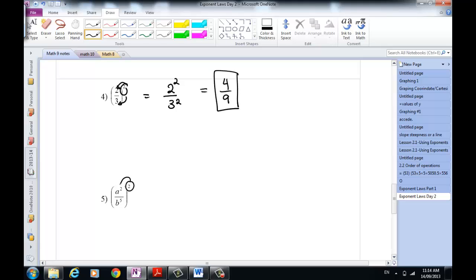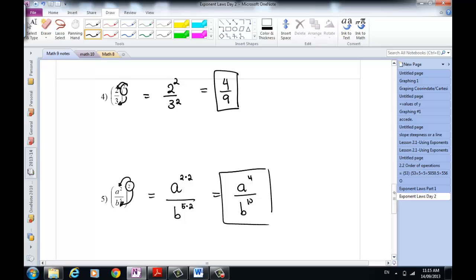Okay, last one. Again, this 2 is affecting the a squared and the b to the 5th. So this is a, now I'm combining these rules here, over b to the 5th times 2, and this is just equal to a to the 4th over b to the 10th. And we're done.